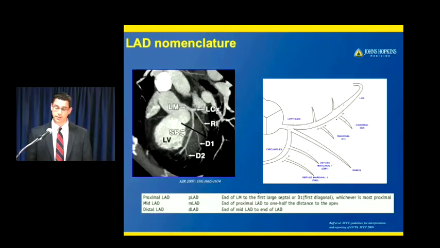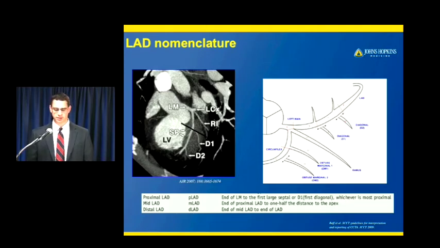So we talked a little bit before about the nomenclature for the RCA. Now let's review LAD nomenclature. I'm referring to the nomenclature set forth by the Society of Cardiovascular CT. There's also a naming system put forth by the American Heart Association, which is just a little bit different and has a couple more segments. I tend to use the SCCT because it's just a little simpler and easier to remember, but either one is really fine.